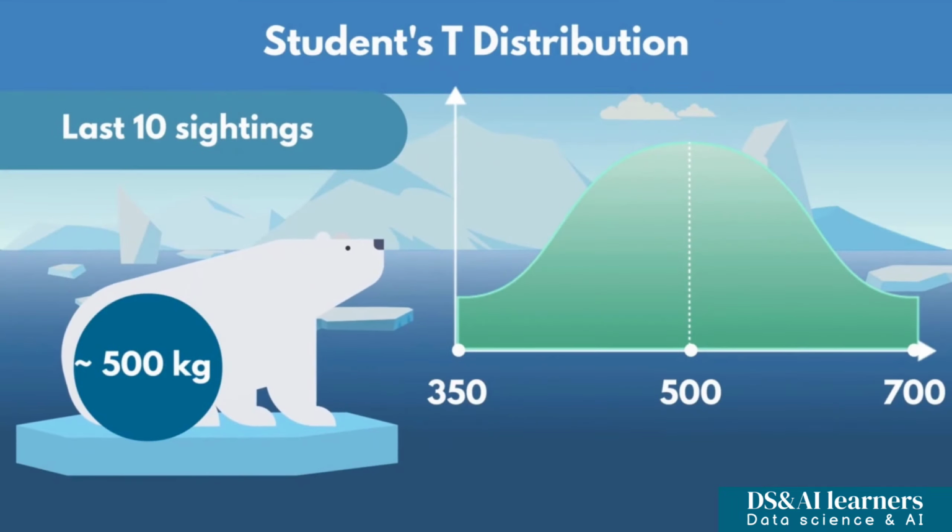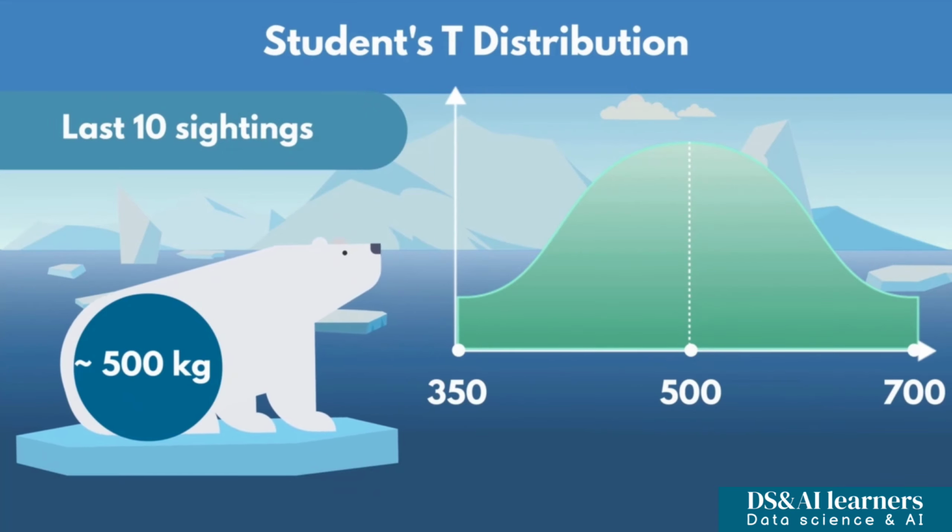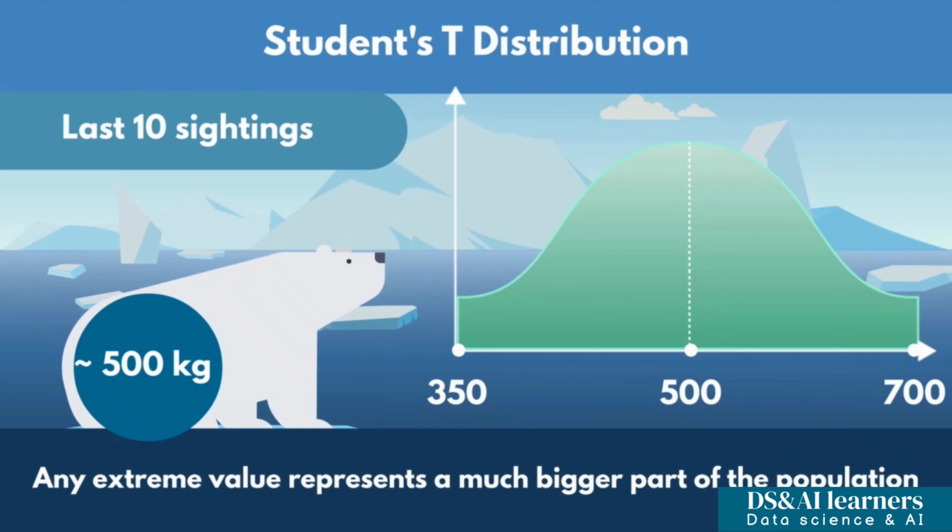Now, imagine only looking at the recorded weights of the last 10 sightings across Alaska and Canada. The lower number of elements would make the occurrence of any extreme value represent a much bigger part of the population than it should.